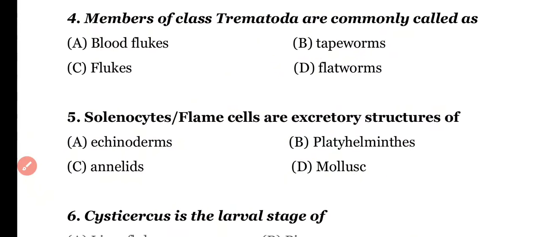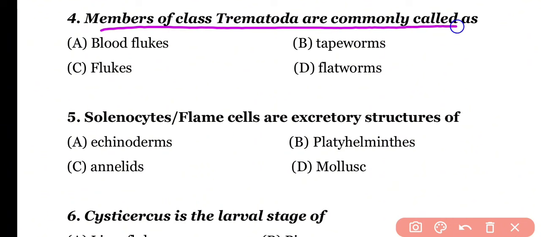Question number four. Members of class Trematoda are commonly called as blood flukes, tapeworms, flukes, flatworms. Correct answer is option C. The members of class Trematoda are commonly known as flukes.